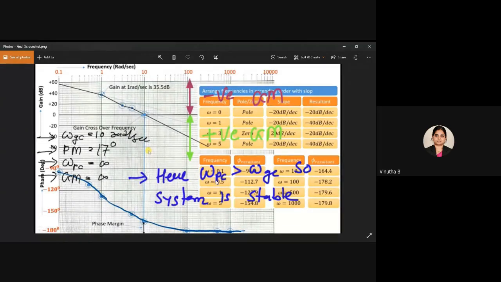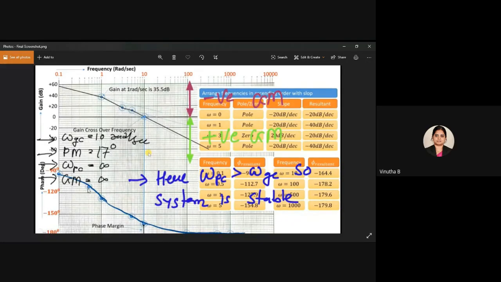The next value for omega is equal to 0.5. 0.5 means somewhere here. So for this point, you will have to mark minus 112.7. Similarly, at omega is equal to 1, you have minus 127.9. So based on this, you just have to plot. When you plot that, you will get these points. Just join all those points.